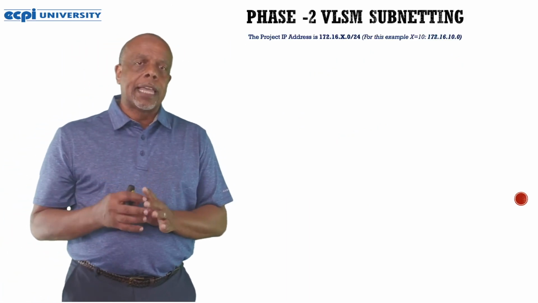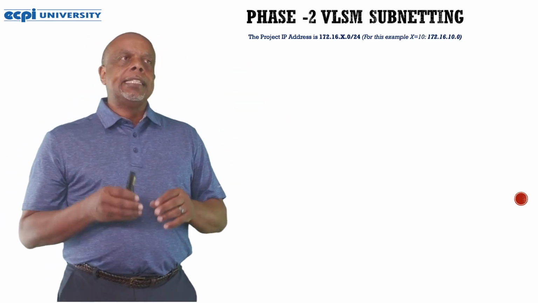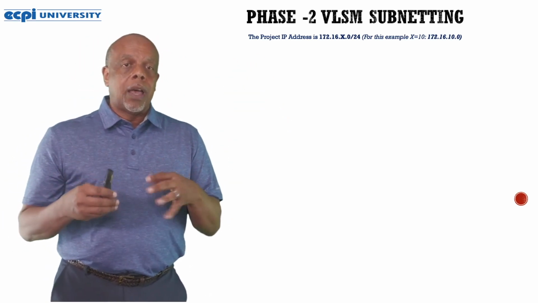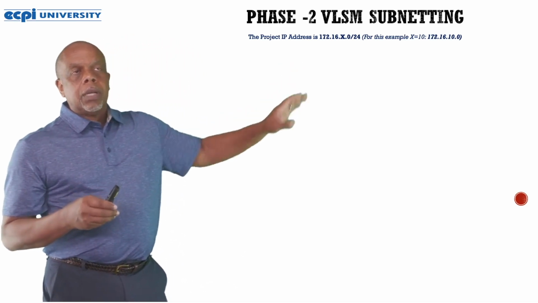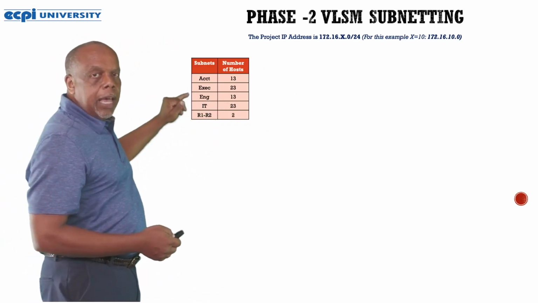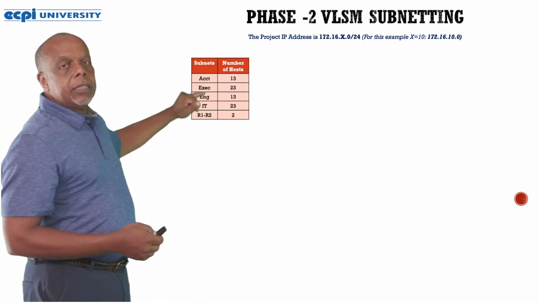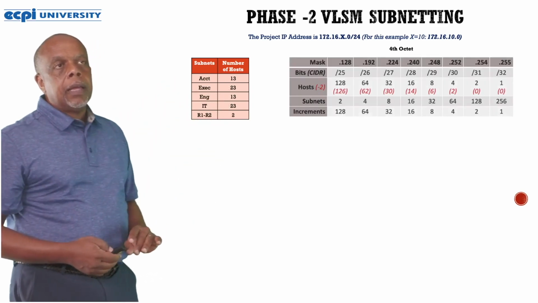So let's walk through the example, okay? Let's take our IP address, 172.16.x or 10. Like I say, I always use the number 10 as an instructor, right? .0 CIDR 24. That's our IP address. This is what we need. This is how many subnets with how many hosts we're going to need.